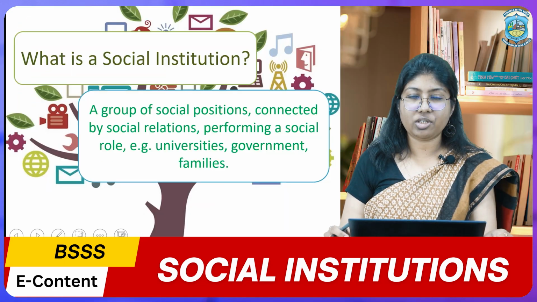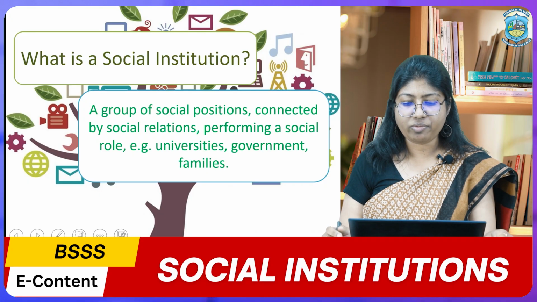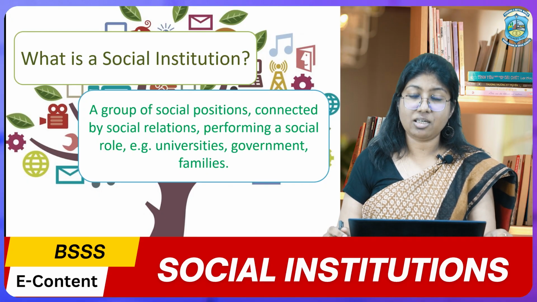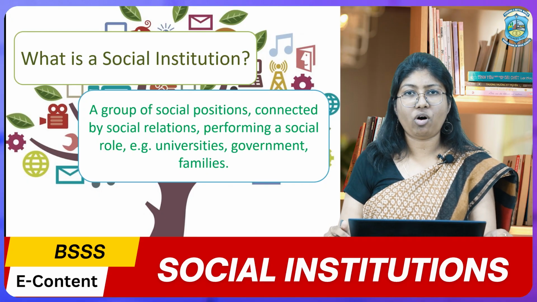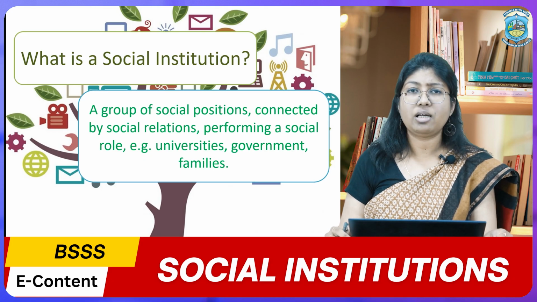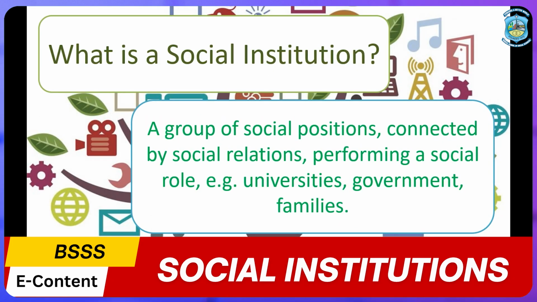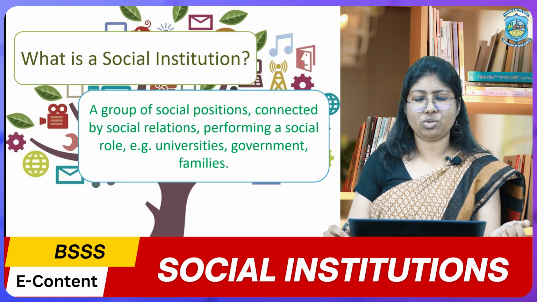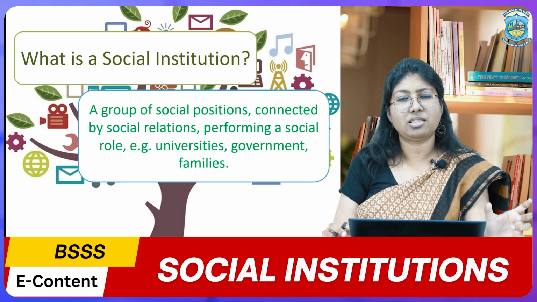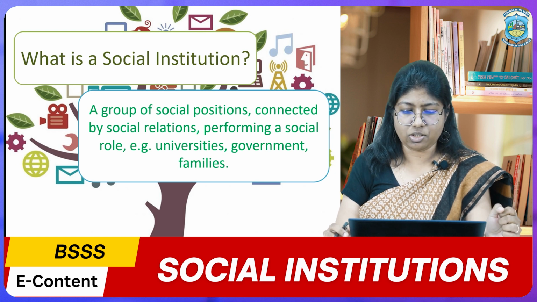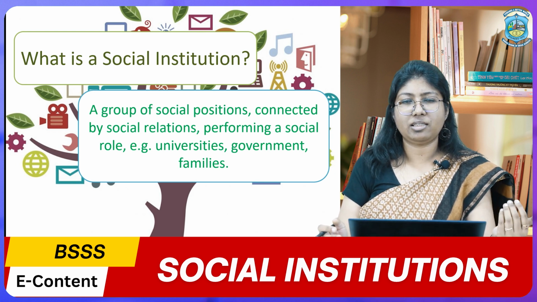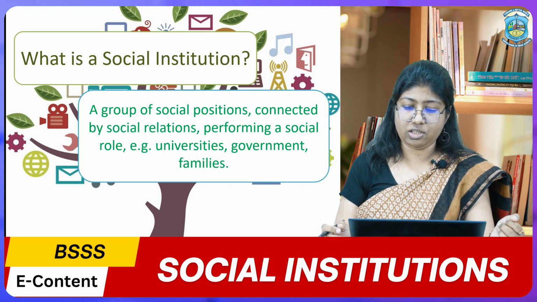A social institution refers to a group of social positions connected by social relations, performing a social role like universities, government, families. These are all examples of social institution. So what is a social institution? It is a set of connected social positions. And how are they connected? They are connected through certain relations.